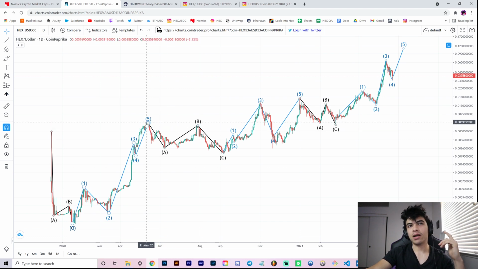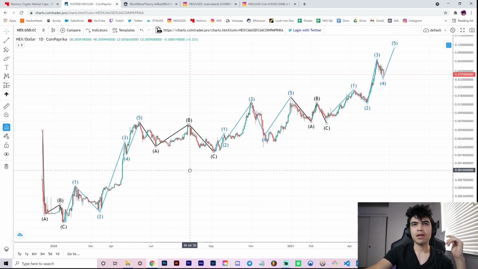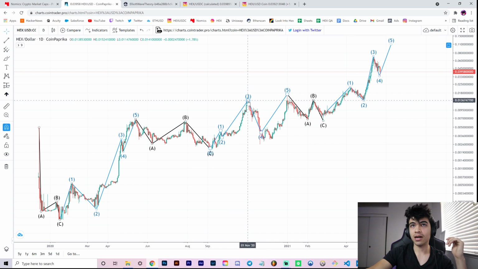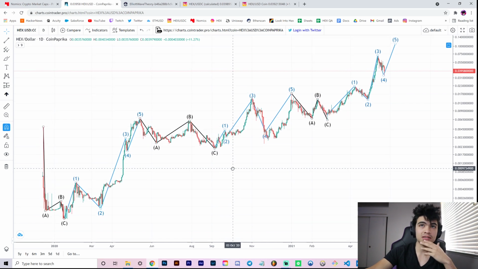And then I went ahead and plotted this ABC correction, right? So a zigzag where C went slightly lower than the A wave. And then you had your second impulse wave to the upside. So your 1 wave, your 2 wave, again, your 3 wave is not your shortest. So you could argue it's not longest. Maybe this one is longer. I actually didn't measure. But yeah, it's not your shortest because this first impulse wave was the shortest.